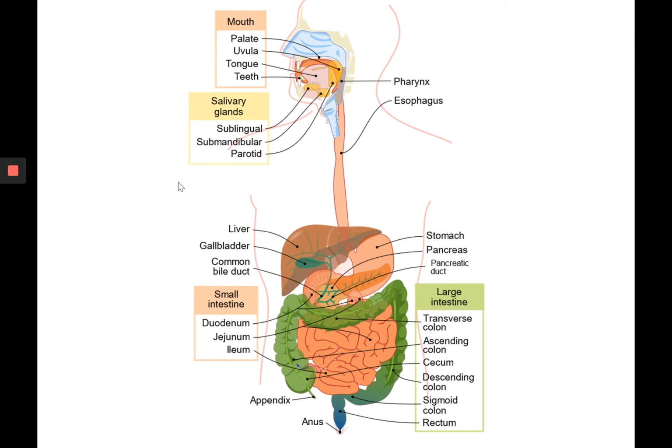Other accessory glands we haven't looked at yet in any detail are the liver and the gallbladder. Both the liver and the gallbladder have ducts that go to the duodenum, which is the shortest part of the small intestine, also the first part of the small intestine. The pancreas also has ducts that go to the small intestine, specifically, again, the duodenum.